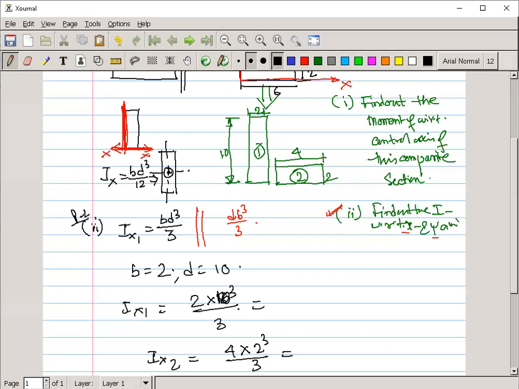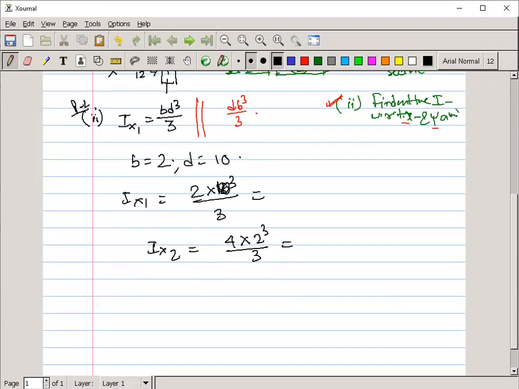How much is it? 666.66. And what is the unit? Is it m squared, m cubed, m to the power 5, or m to the power 4, which one? Power 4, sir. Yes.